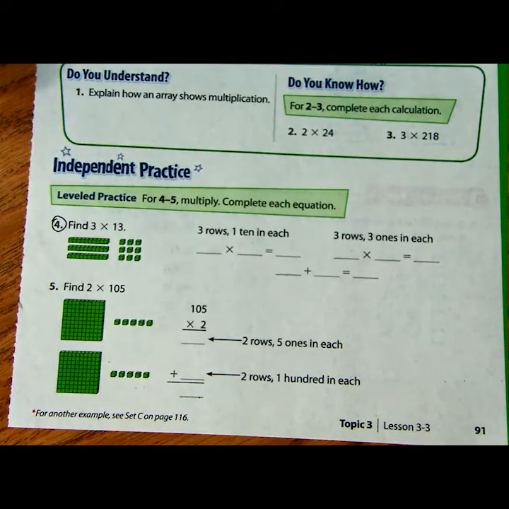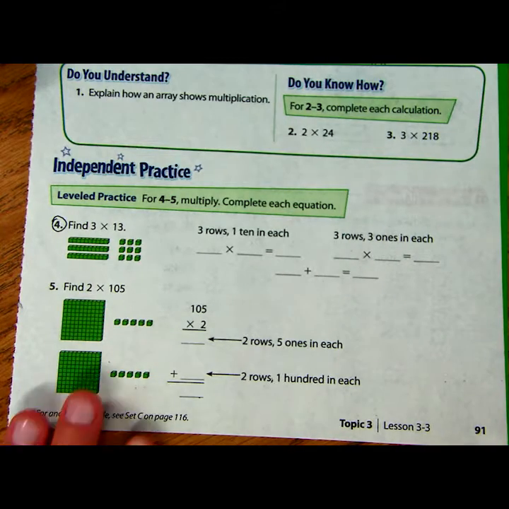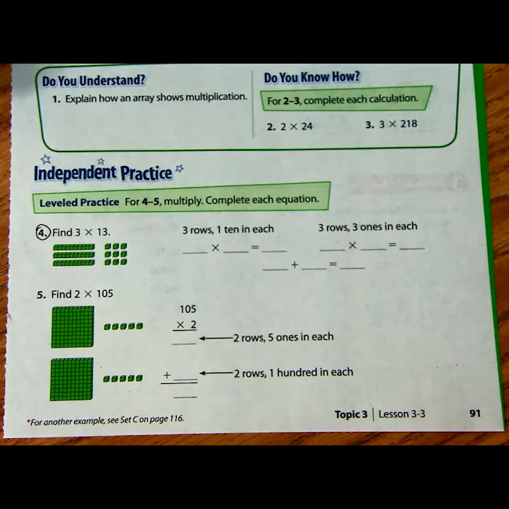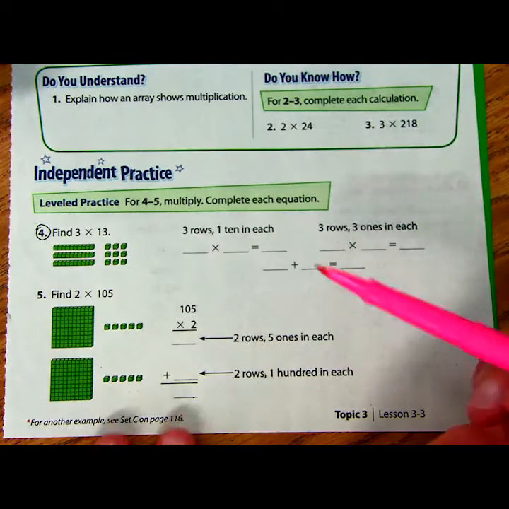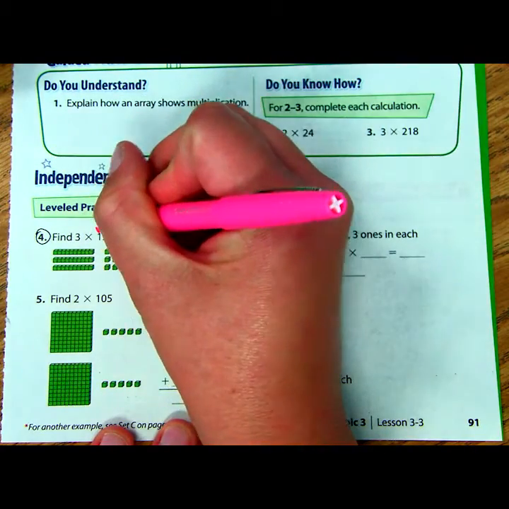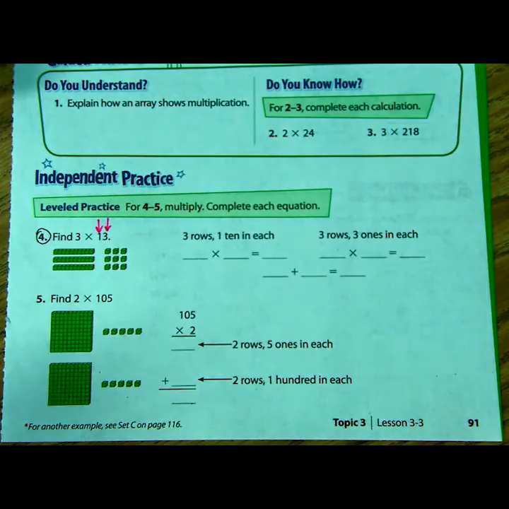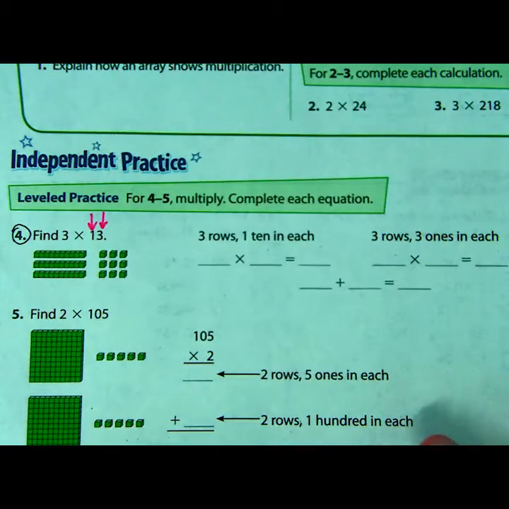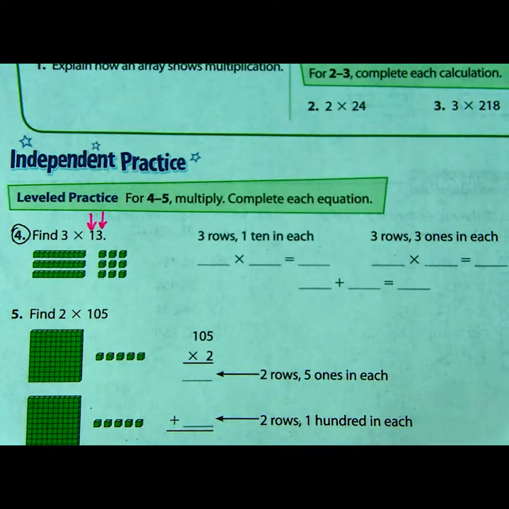Okay, this is Wednesday's math work. So we're going over pages 91 and 92, problems 4 through 8. This is number 4. So it looks like what they've done is they have broken apart some base 10 blocks for us so that we can look at the tens and the ones place in a multiplication problem and use that together to solve for 3 times 13.